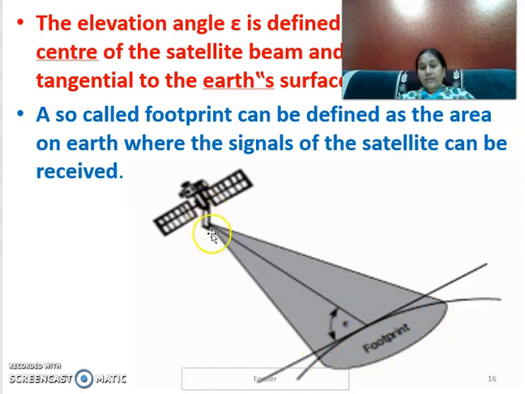This is how the satellite radiates, and the distance covered by the satellite is called the footprint area. If you take the center point and draw a straight line from the satellite touching the ground, and from there draw a tangential line, this is your tangential line. This angle is represented by epsilon. This angle is called the angle of elevation.